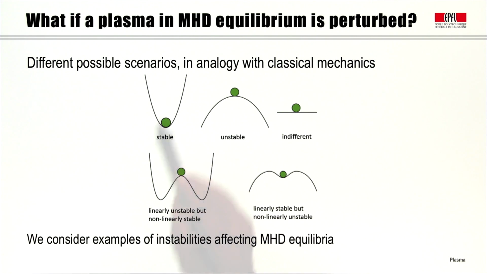The first example is this one here. We have a potential well, the black line, and our system, the green dot, sits at the bottom of the potential well. This is a situation of stable equilibrium because if we displace our system, its potential energy increases and then it will roll back to the bottom of the well in its starting equilibrium position. So this is a stable situation.